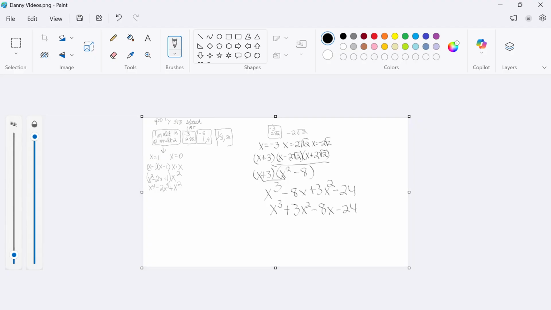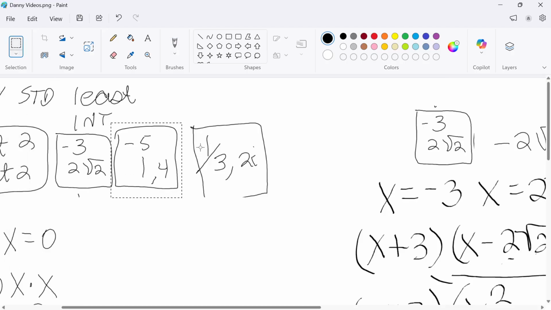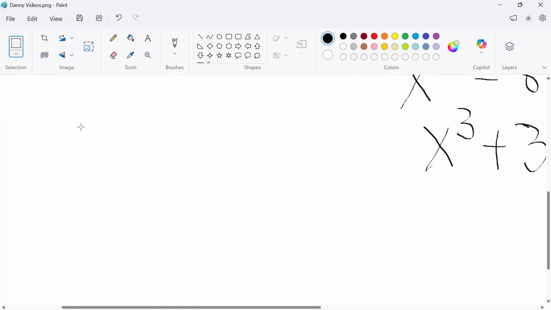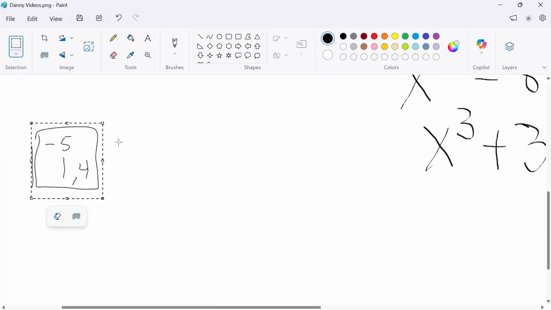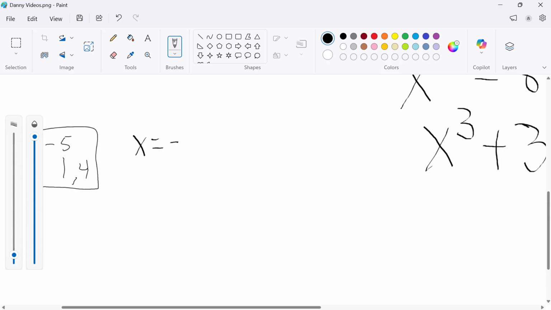Where's the next one? Negative 5, 1, and 4. It's the next one I want to do. So x equals negative 5, x equals 1, x equals 4.